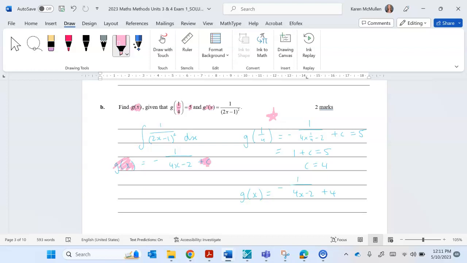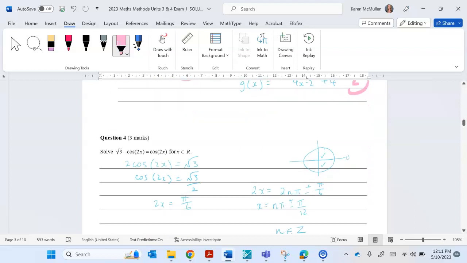All right, so 2 mark questions. So obviously you couldn't do anything with x equals 1/4, g of x equals 5 until you found the antiderivative. So probably 1 mark for the antiderivative and 2 marks for substituting it back in and getting your final answer.